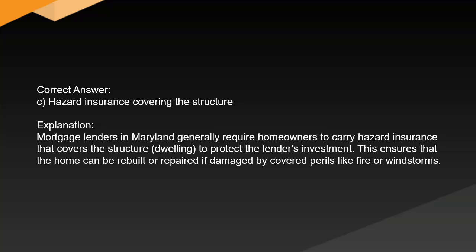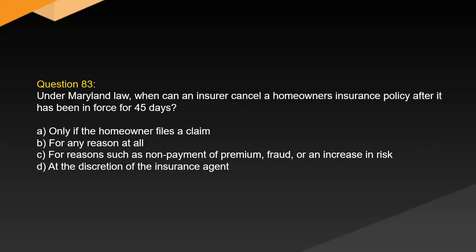This ensures that the home can be rebuilt or repaired if damaged by covered perils like fire or windstorms. Question 83. Under Maryland law, when can an insurer cancel a homeowner's insurance policy after it has been in force for 45 days? A. Only if the homeowner files a claim. B. For any reason at all. C. For reasons such as non-payment of premium, fraud, or an increase in risk. D. At the discretion of the insurance agent.